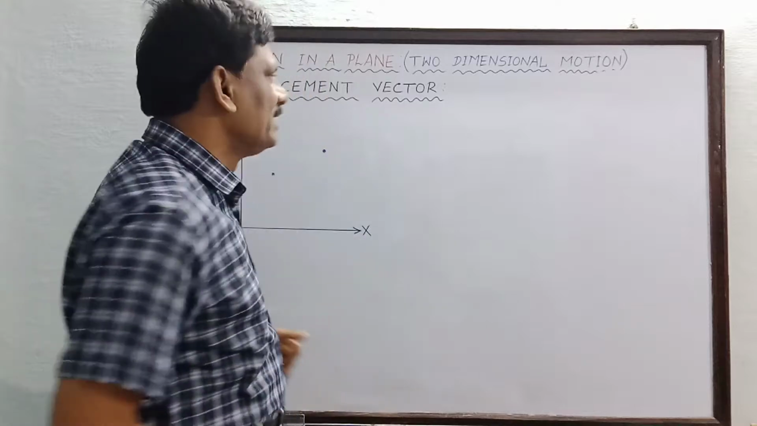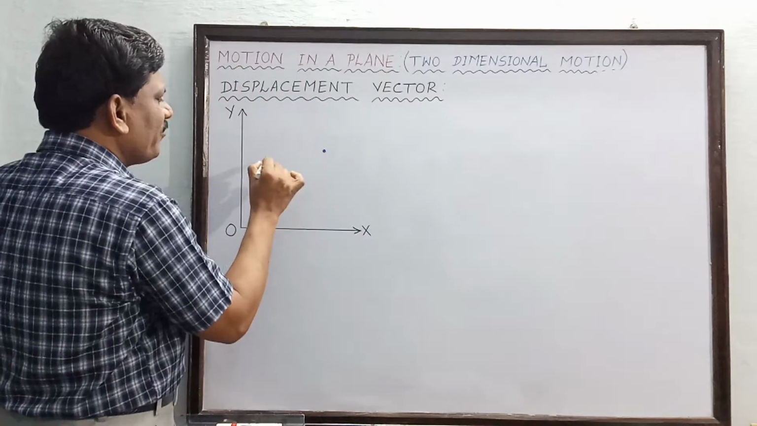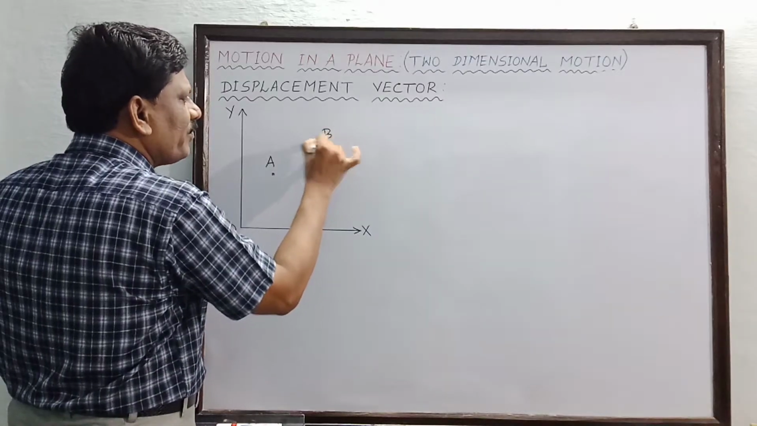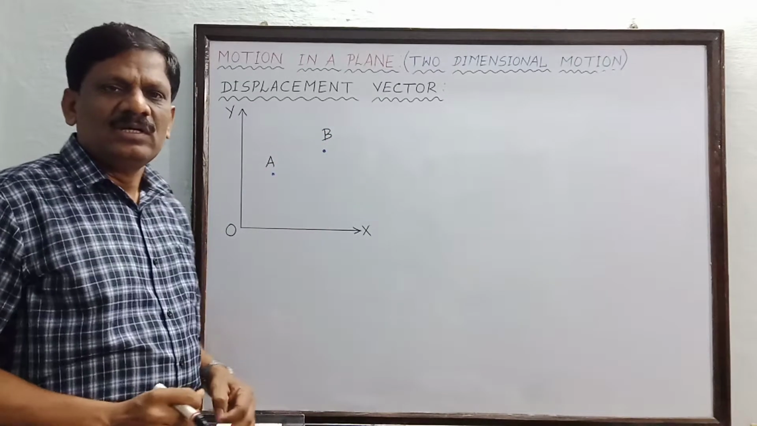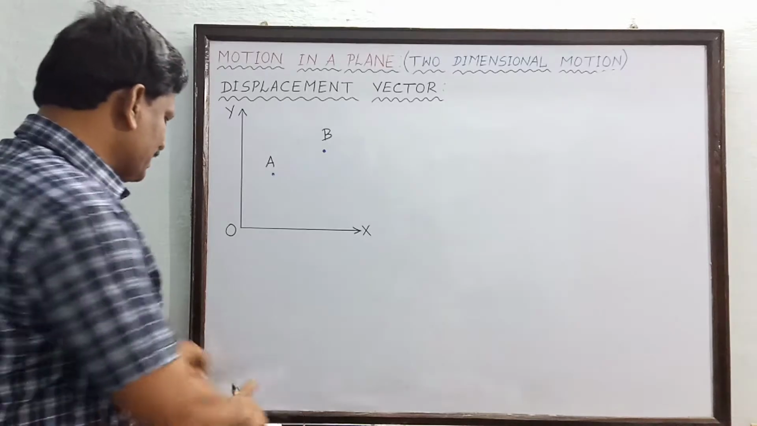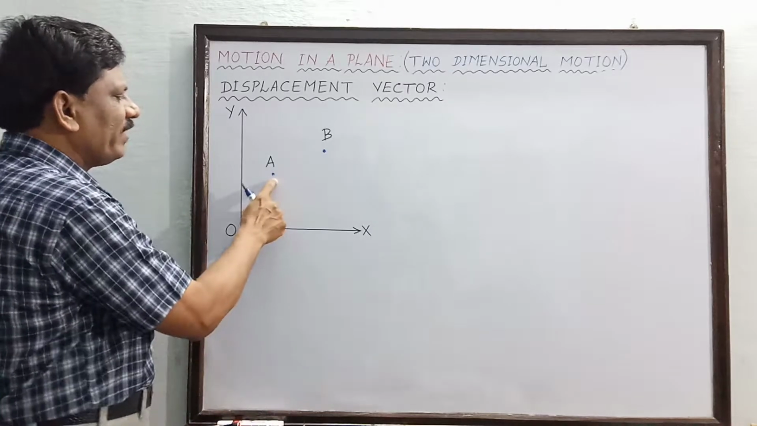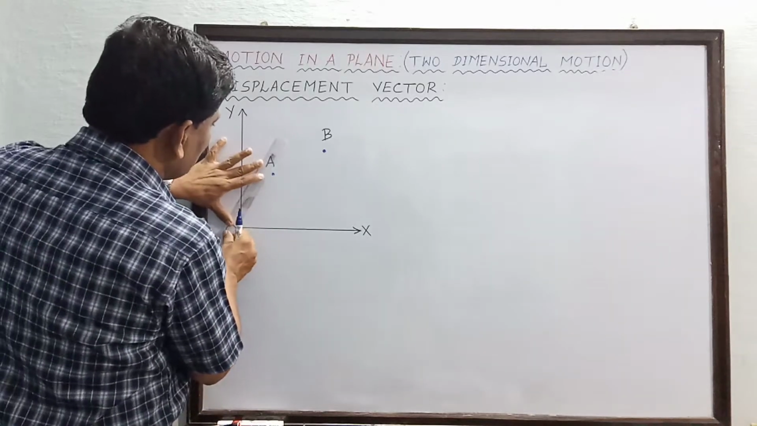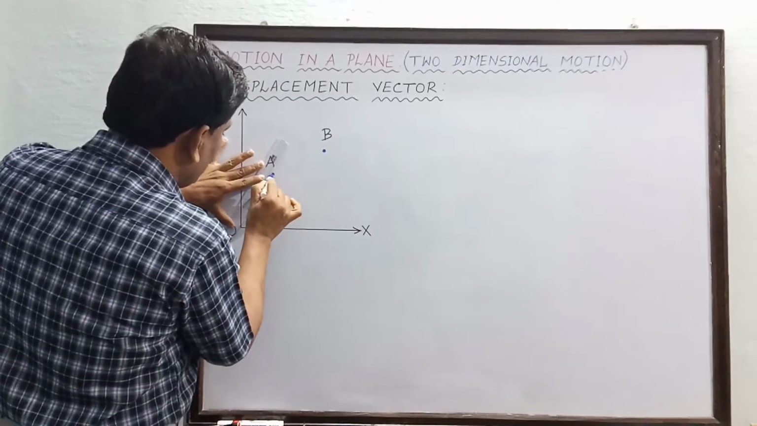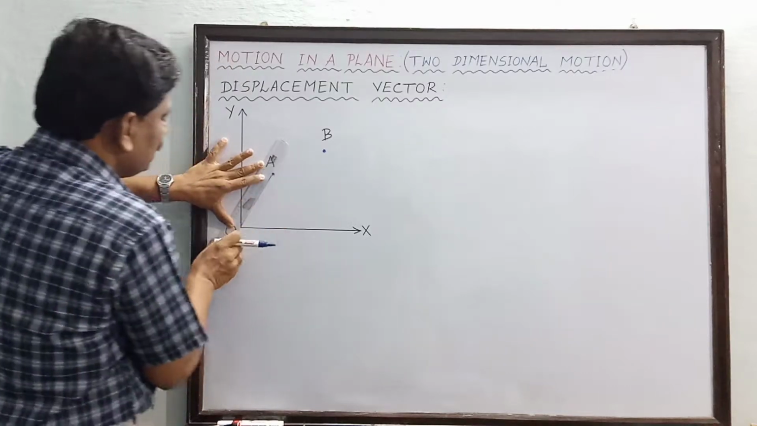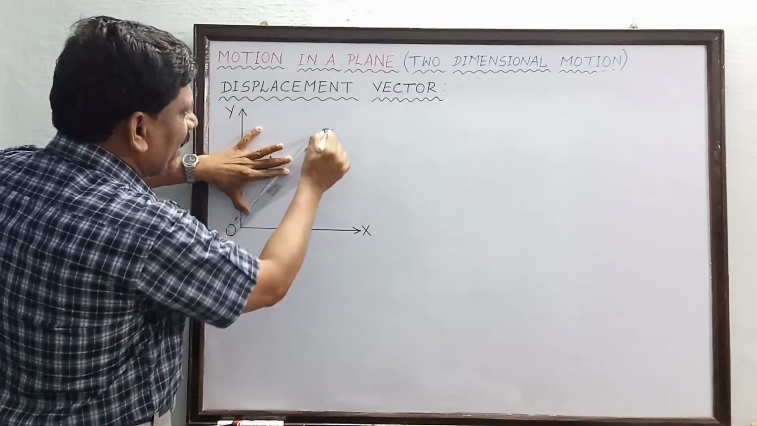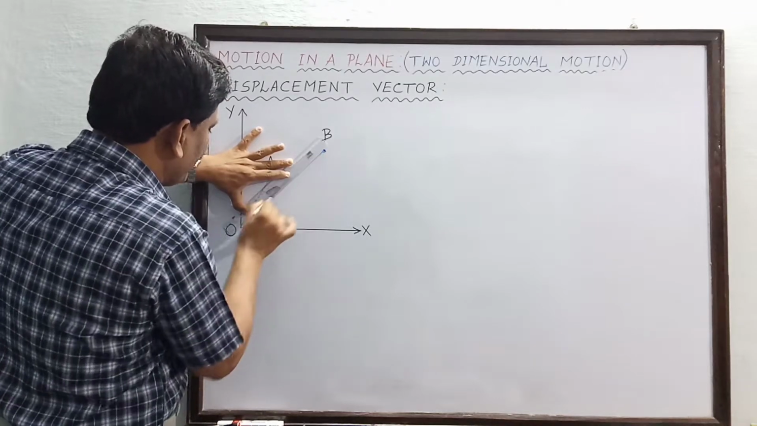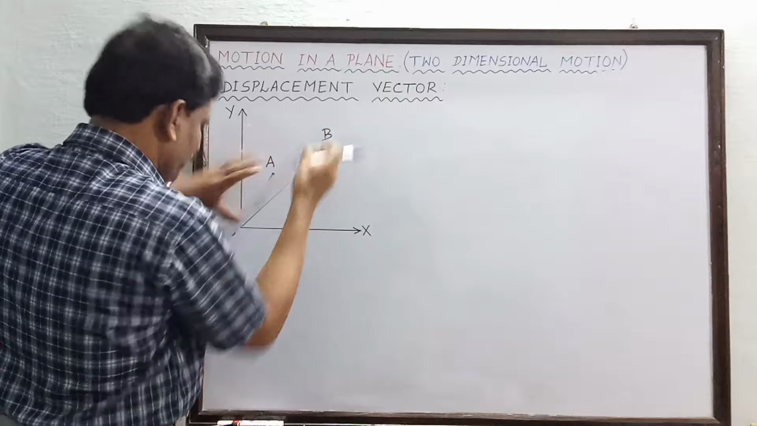For that, let us consider a particle moving from an initial point A to a final point B. I am going to consider the position vector of the particle at A with reference to the origin. So, I join O and A. Similarly, the position vector of the particle at the final position B, so for that I am going to join O and B.